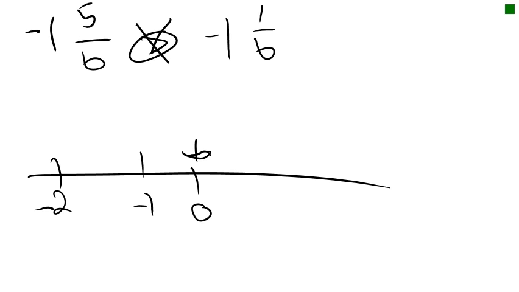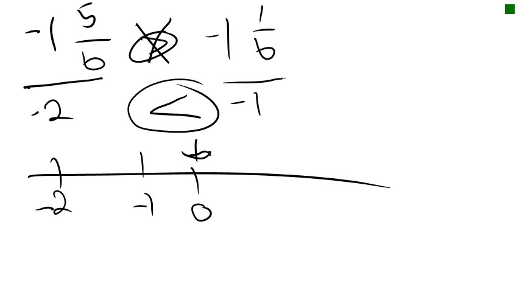So this is incorrect. This one is closer to -2. This is closer to -1. That is our correct answer. Okay. So when you're dealing with comparing negatives, the one that is closer to 0 is bigger than the one that is farther away from 0.